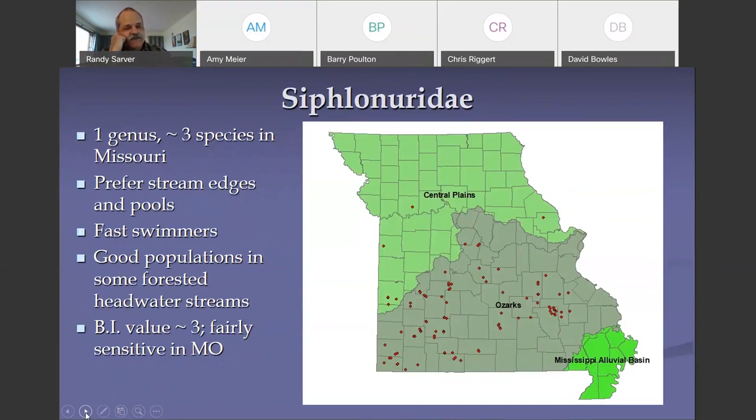And again, we're finding really good populations of these in some of those really small forested headwater streams. We think they are fairly sensitive, with a biotic index value of 3. You can see on this distribution map that most of what we've sampled has been in the Ozarks. But we have 3 species here, so there's probably a range of conditions where they can live.